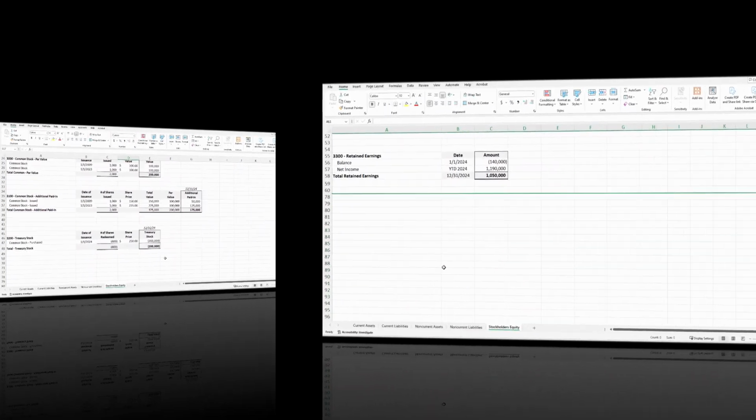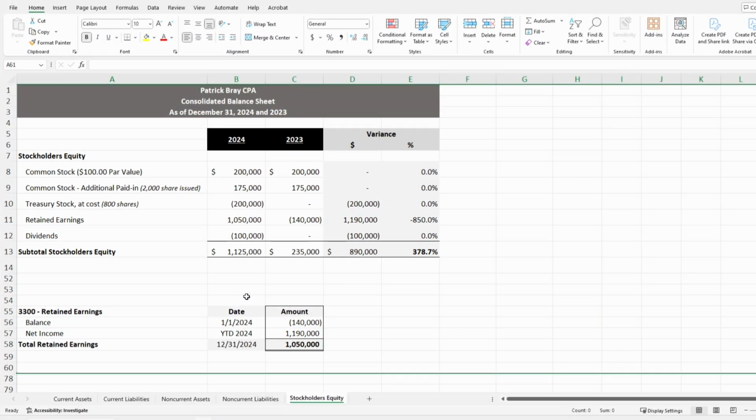Now, our fourth line item here and our fifth line item here, retained earnings and dividends, are going to be tied in together. I'm going to start with retained earnings, and I'll explain why I have dividends out there, because some of you might look at that and be like, why does he have dividends out there?